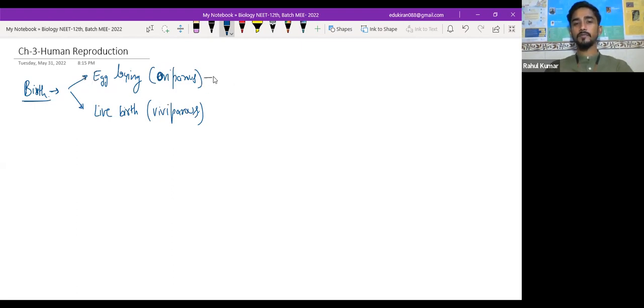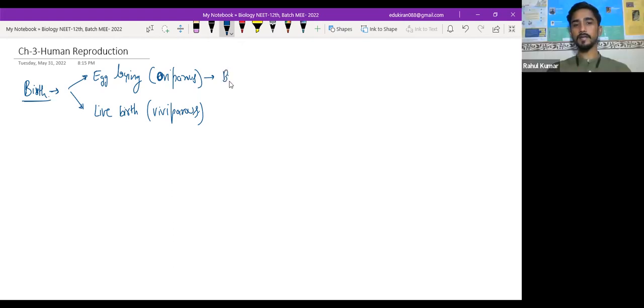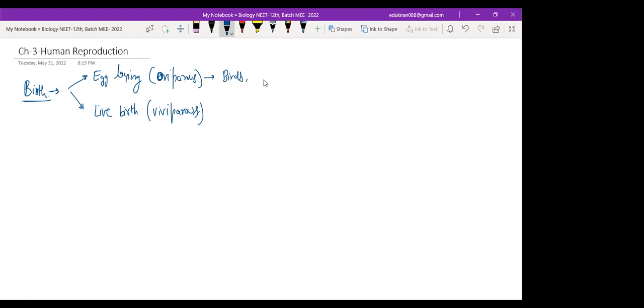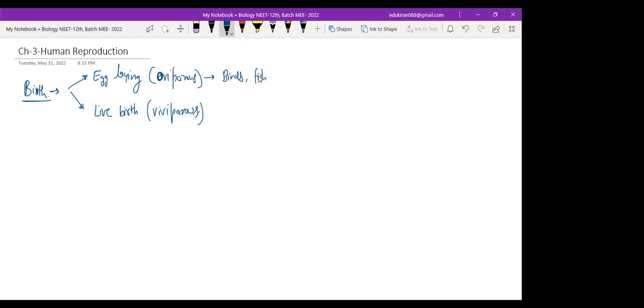Can you give me examples of oviparous organisms? These are all from junior classes. I'm just revising, so you have to speak. Examples of oviparous. Aisha. Hen, egg laying. Yes, birds are egg laying. We can put all the birds together as birds, right? All birds are egg laying. And then fish. Yes, many fish are egg laying. Octopus.